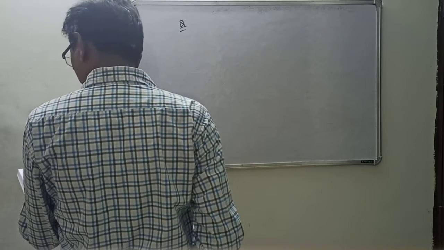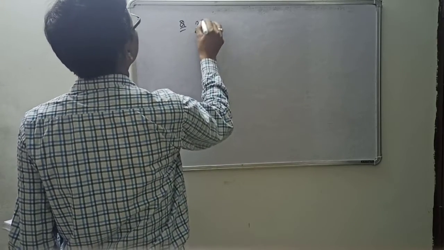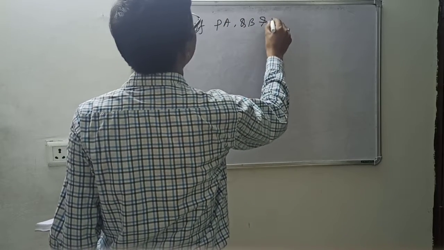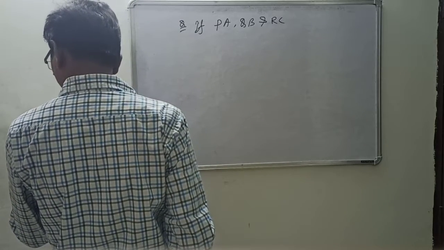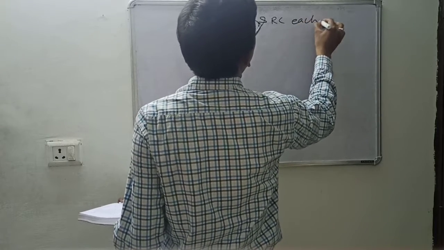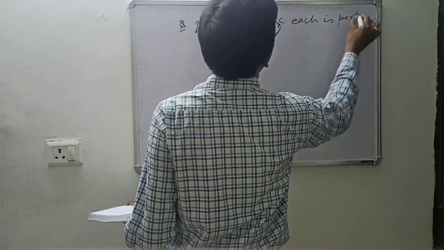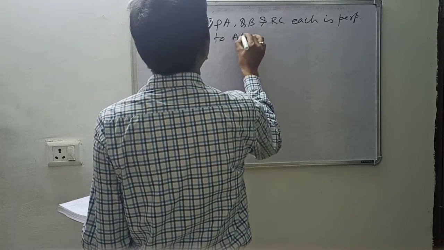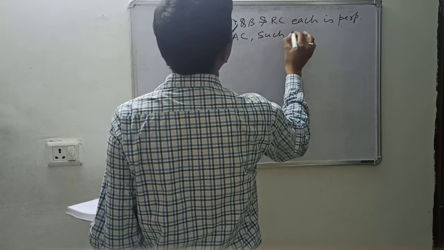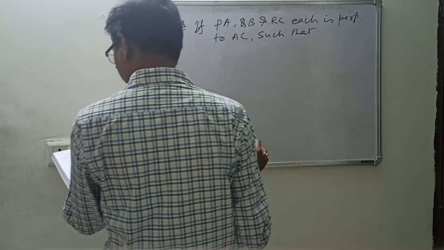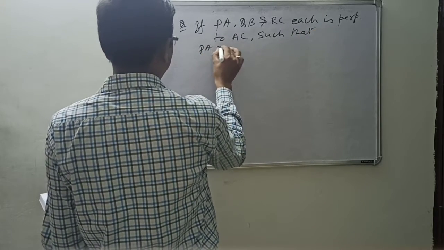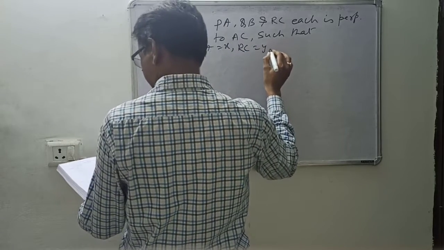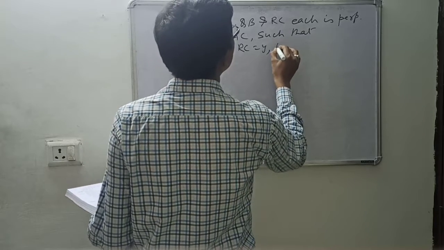If PA, QB and RC. First see the question. PA, QB and RC all are perpendicular. Each is perpendicular to whom? Perpendicular to AC. And then some values are given. PA equal to X. If I draw the figure then it will be clear. RC equal to Y and QB equal to Z.